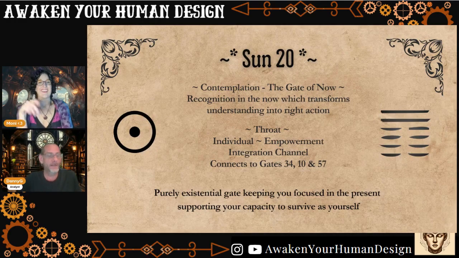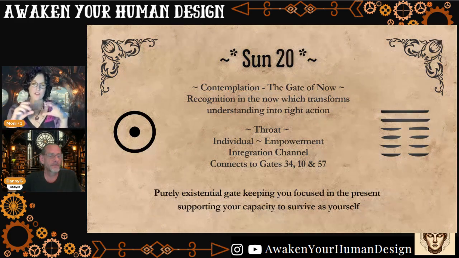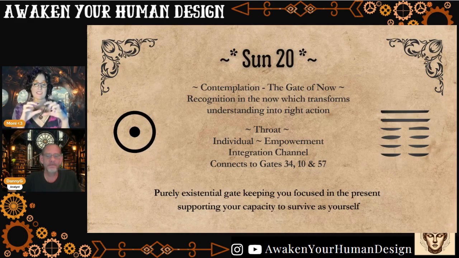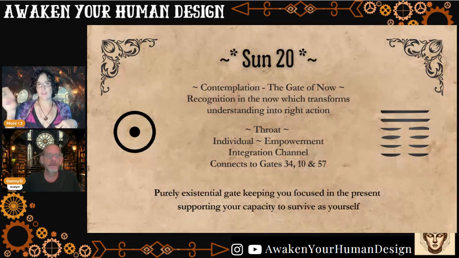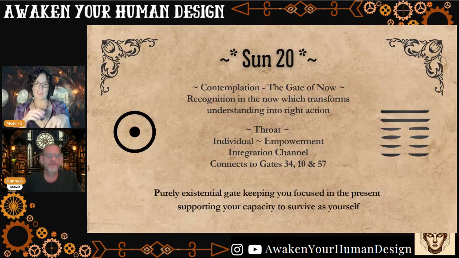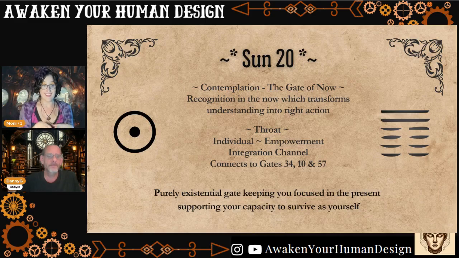There you go. Anything else about 20? Well, one of the things I wanted to make sure to explain, so just so everyone knows what's going on in the slide: the circle with the dot in the middle is the little glyph demarcating the sun. So when you look on your human design chart at the very top on either side, you're going to have that circle with the dot in it, and that's just a little symbol to represent the sun.